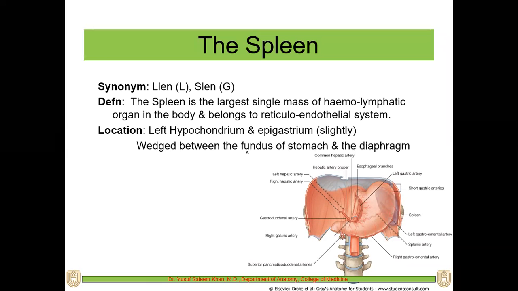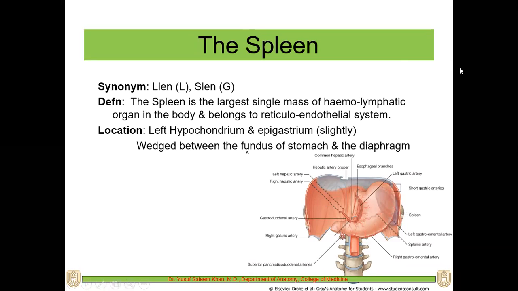This is present in the left hypochondrium. If you see here, just beside the stomach, this is where we can see the spleen, just behind and beside the stomach. On the lateral side, you can see it in the left hypochondrium. On the right side, we have the liver. On the left side is the spleen. So it is present especially in the hypochondrium, and a part of it even enters the epigastrium. If you see here, this part is projecting slightly into the epigastrium.